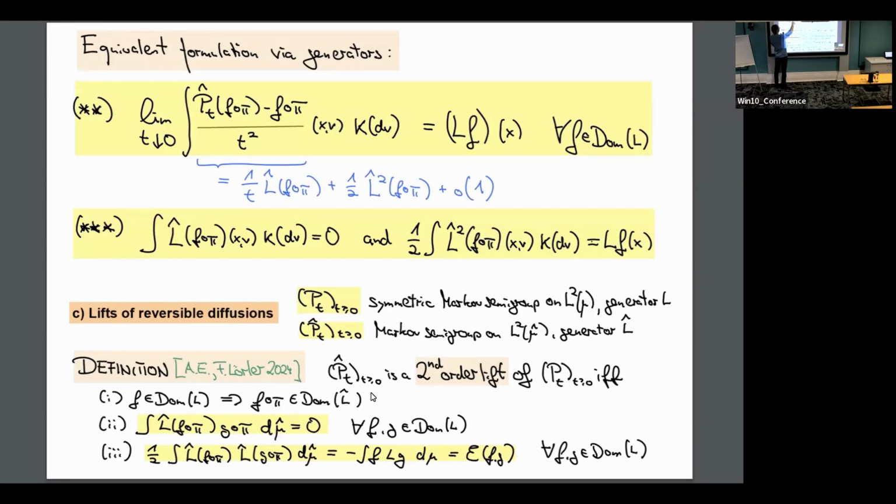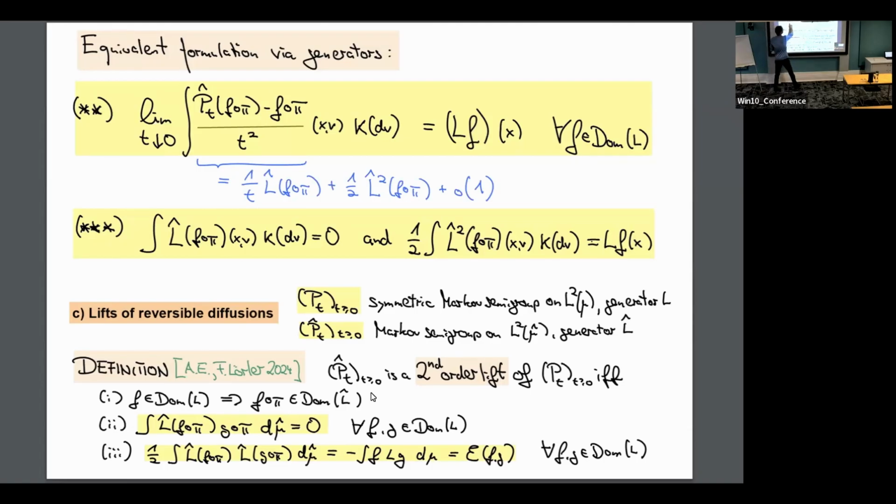I mean, what is P_t hat f of pi minus f of pi? You can just do a Taylor expansion at 0. So then it's just the generator applied to f of pi, well, it's just t times the generator applied to f of pi plus 1/2 t squared, the square of the generator applied to f of pi. That would be the Taylor expansion of P_t hat up to second order. And since you divide by t squared, you get this expansion here.